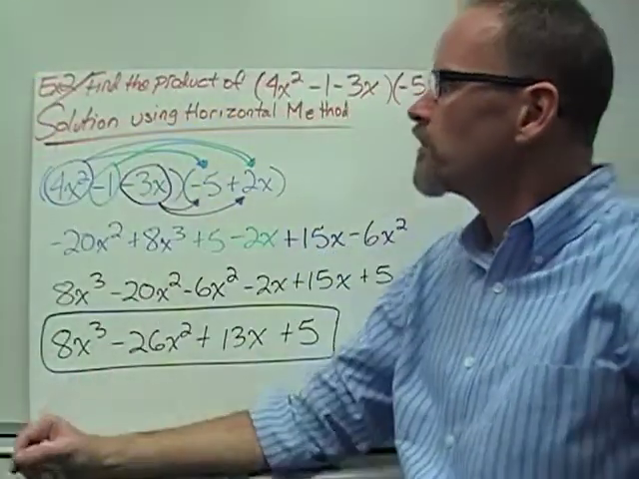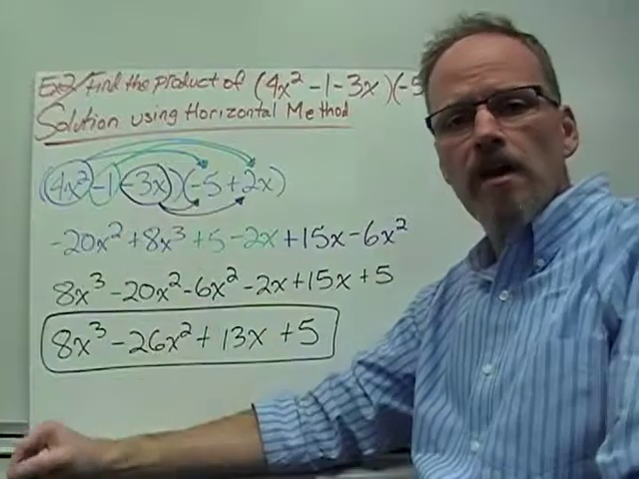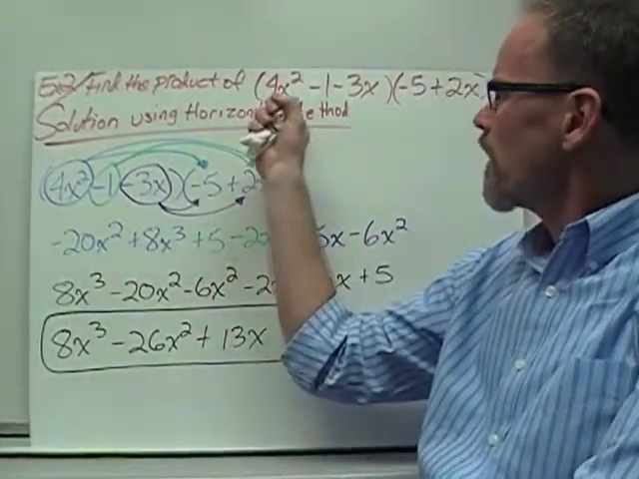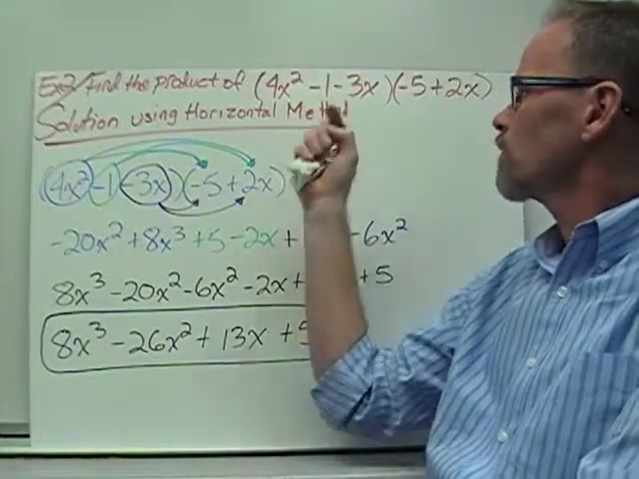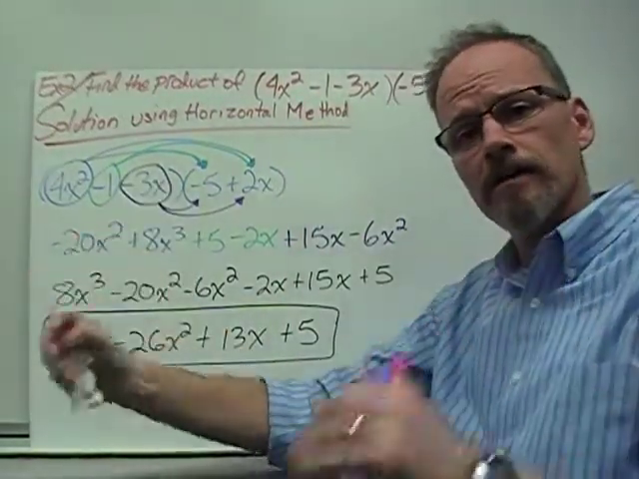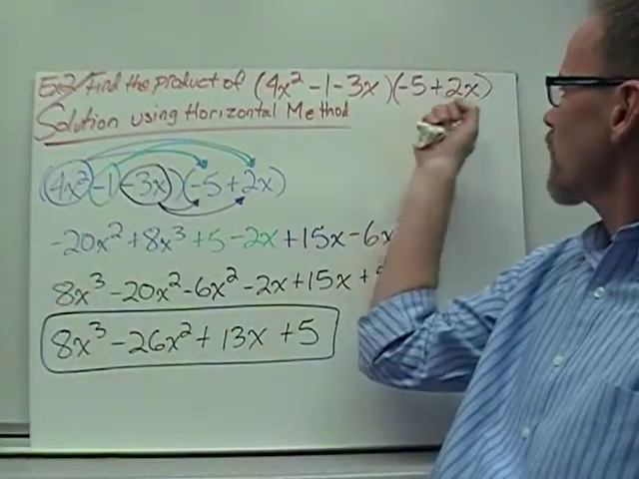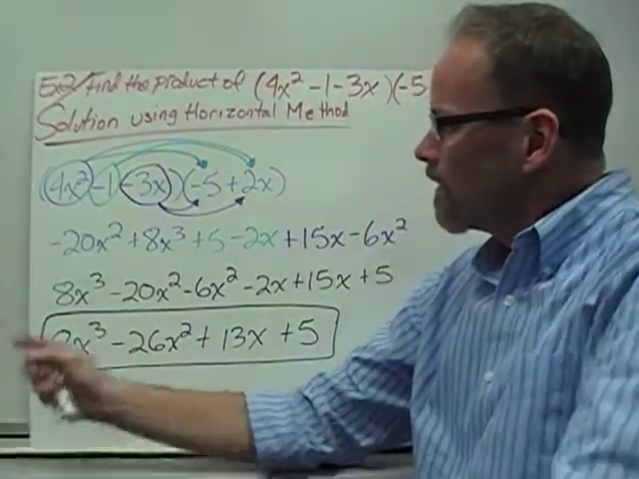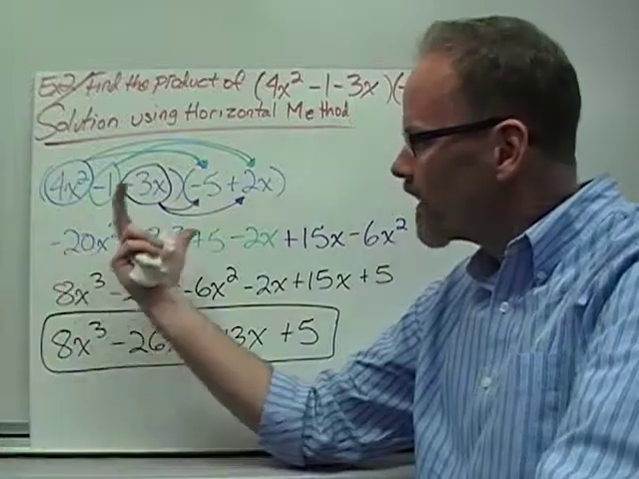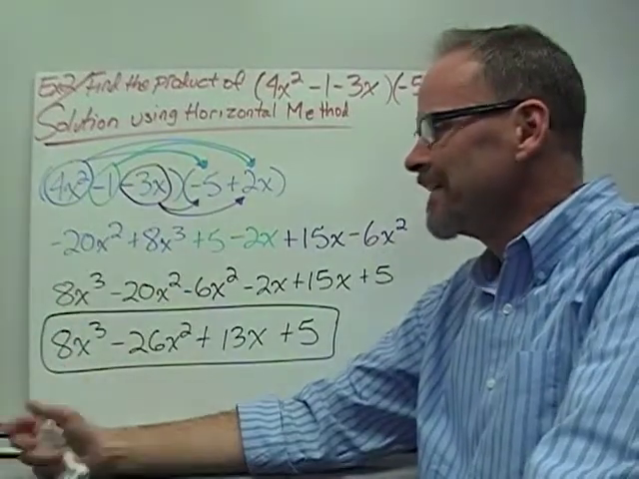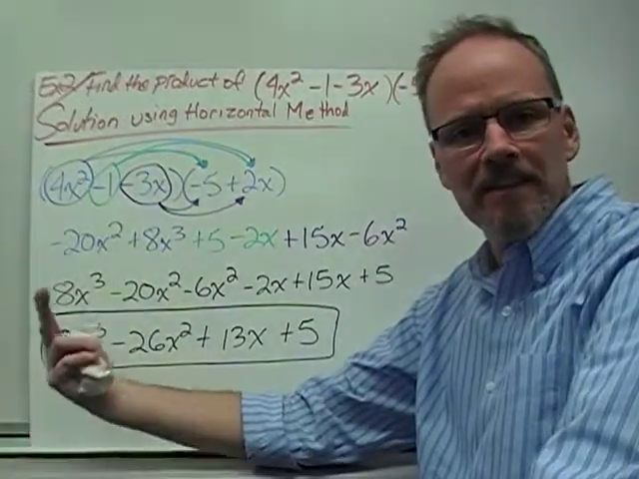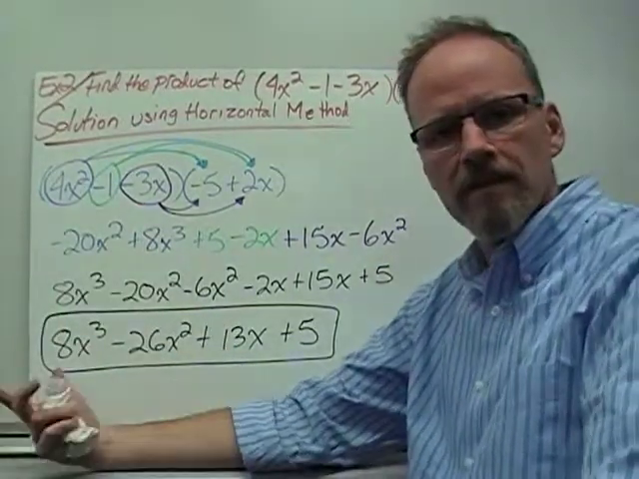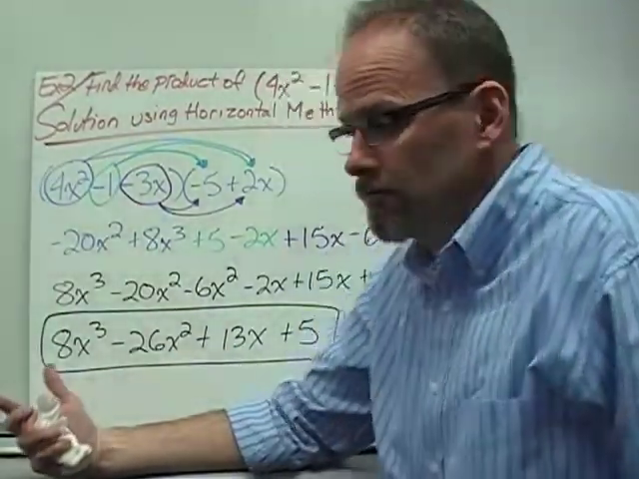Okay, example number 2. Now we're going to find the product using the horizontal method. Here's the problem. 4x squared minus 1 minus 3x, that times this quantity, negative 5 plus 2x. Okay, already, I don't know about you, but it already looks more messy than what we just did. But some of you may prefer this method. Sometimes I do, sometimes I don't.